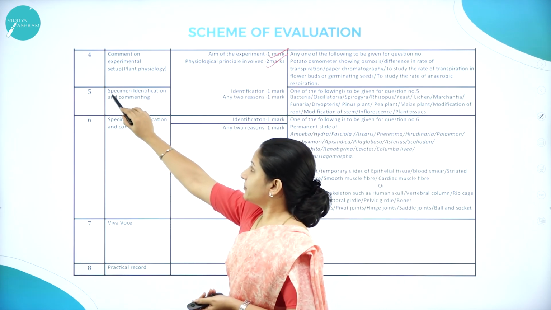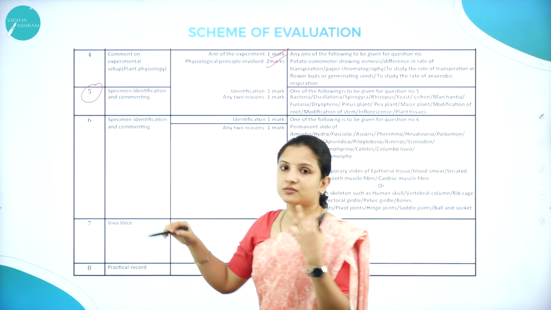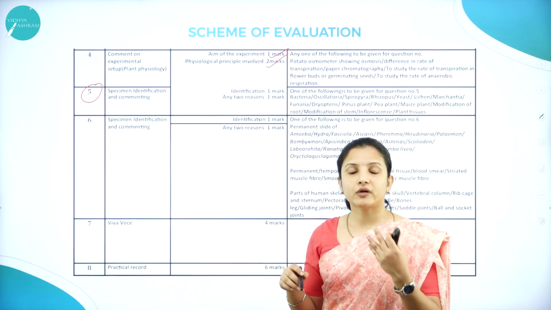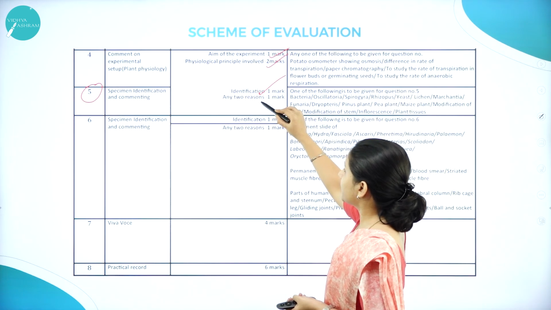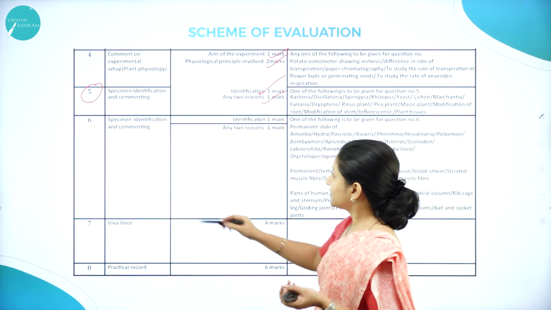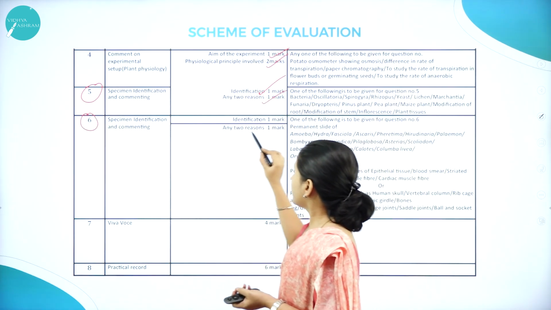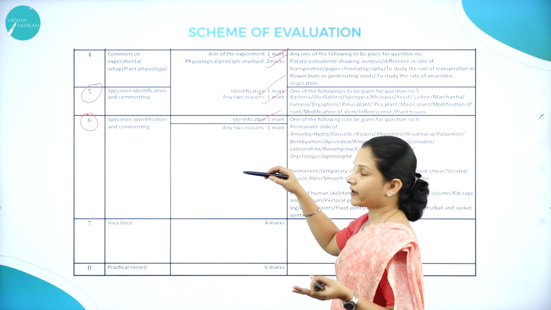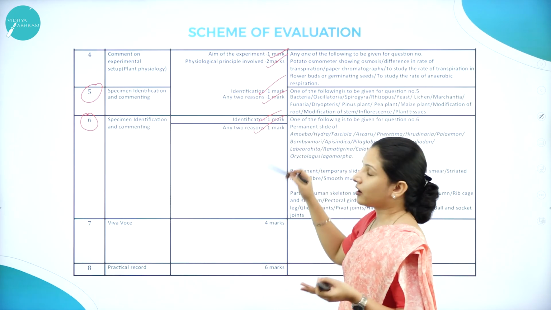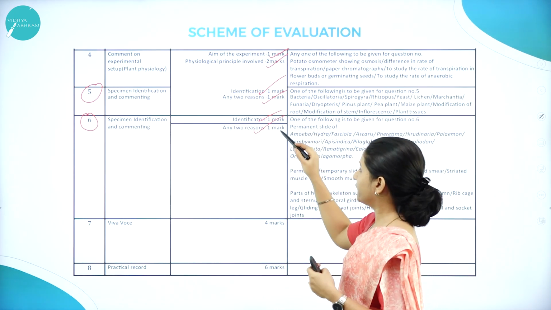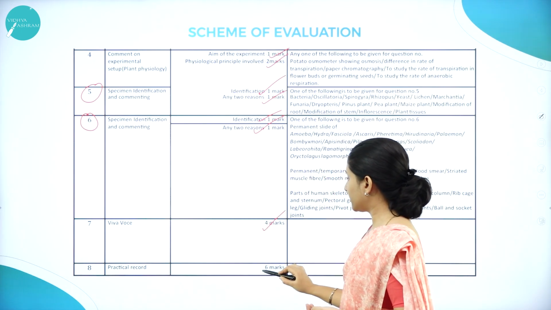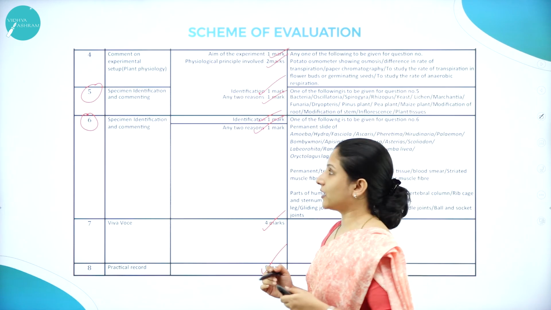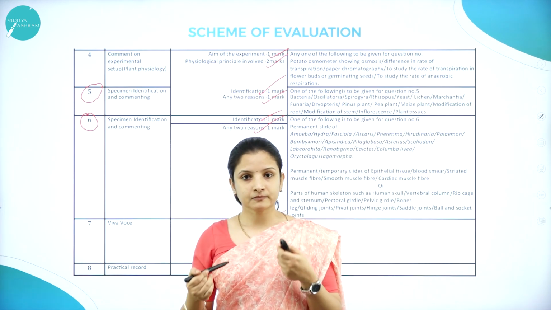Next is specimen. Question number 5, wherein a specimen or a slide will be kept. You have to identify, name it and write reasons. So identification is 1 mark, any 2 reasons will be 1 mark. Again, 6th question, identification will be 1 mark, that is identifying the specimen, then commenting, wherein you'll have to write 2 reasons which will fetch 1 mark. And already you know Viva Voce is for 4 marks and practical record is for 6 marks. So this is how the scheme is being divided.